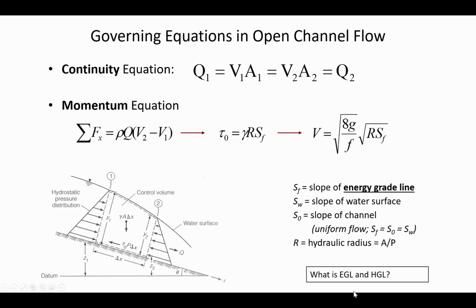Now remember, EGL is the energy grade line, and here we have the hydraulic grade line is the water surface, but the energy grade line would be above the water surface, and it would be above it some distance that's calculated by V squared divided by 2g. The velocity head is how high above the water surface the EGL is.